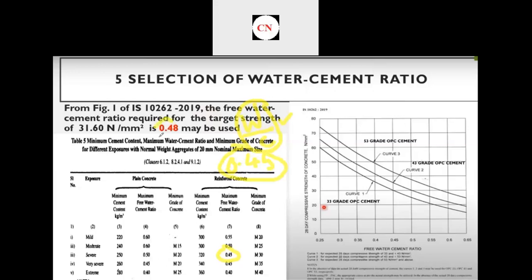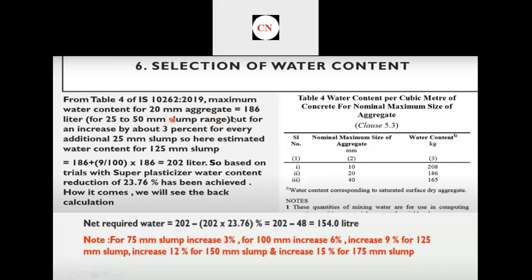Now we have two values, 0.48 and 0.45. Adopt always the lesser one, 0.45. Now again, for this illustration problem, I will be selecting a water cement ratio which is still lesser than that. Let us say take 0.44 as the water cement ratio.